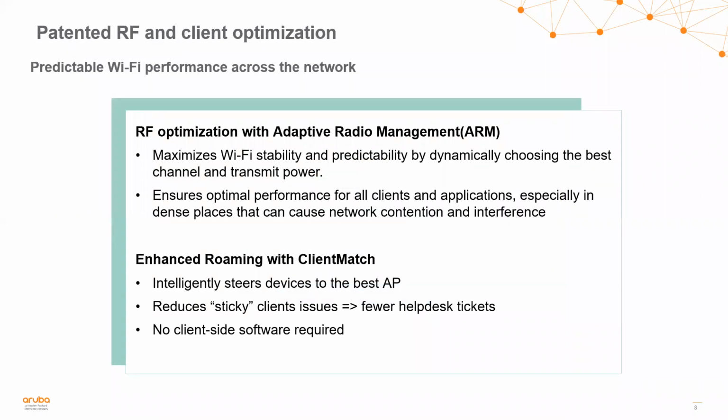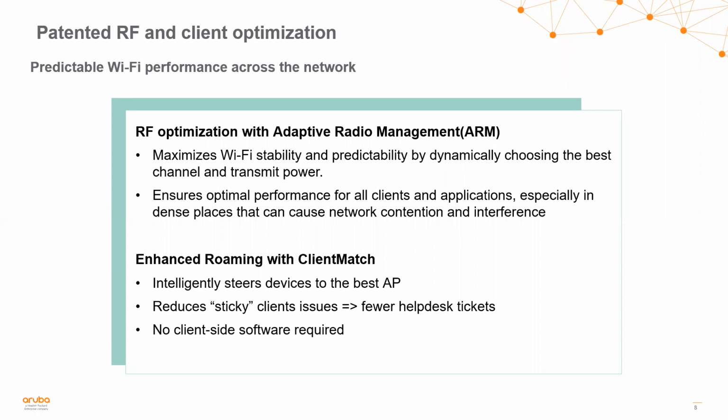Now here's some real good bread and butter, and this is a patented RF and client optimization. It's our adaptive radio management, or ARM. This is going to maximize our Wi-Fi stability and predictability, and it's going to dynamically choose the best channel to be on, as well as the transmit power. So you can imagine, let's say you're in a mall, or maybe not even a mall, maybe you're just on a side street, a local coffee shop, and everybody else around you is also using Wi-Fi, right? Well, this is going to allow the access point itself to do a scan, see what the best channels are, and then automatically jump over to the best channel and make sure that the transmit power is the best for that channel.